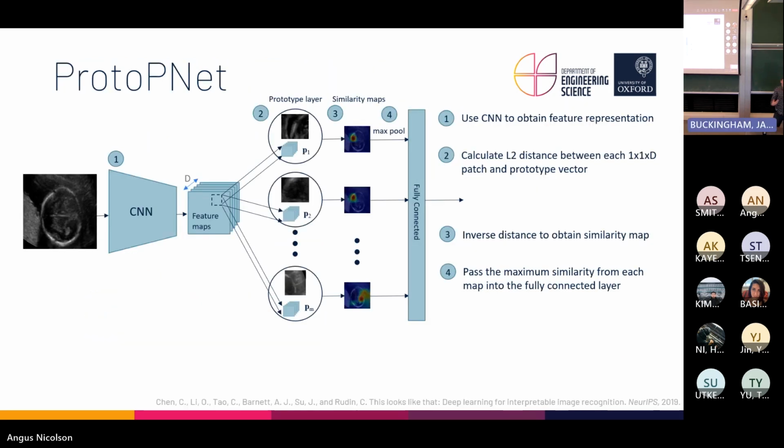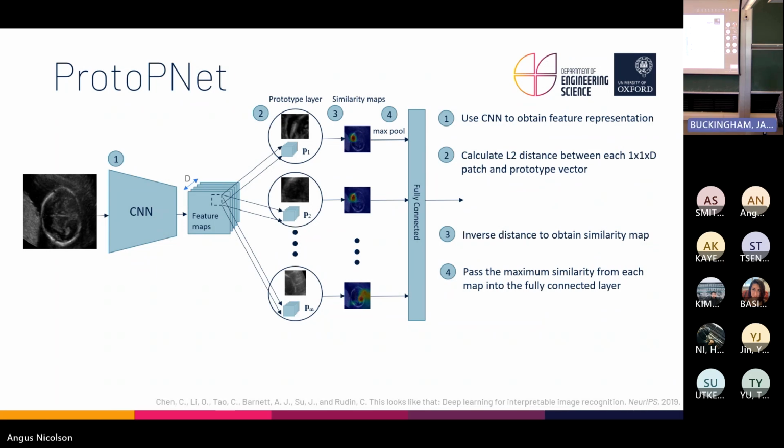The interpretability method we're using is something called ProtoPNet, which I mentioned previously, where it learns regions of the training images which it represents that class with. So I'll explain how that works here. You have some kind of convolutional neural network, which creates a set of feature maps or a representation of your data.